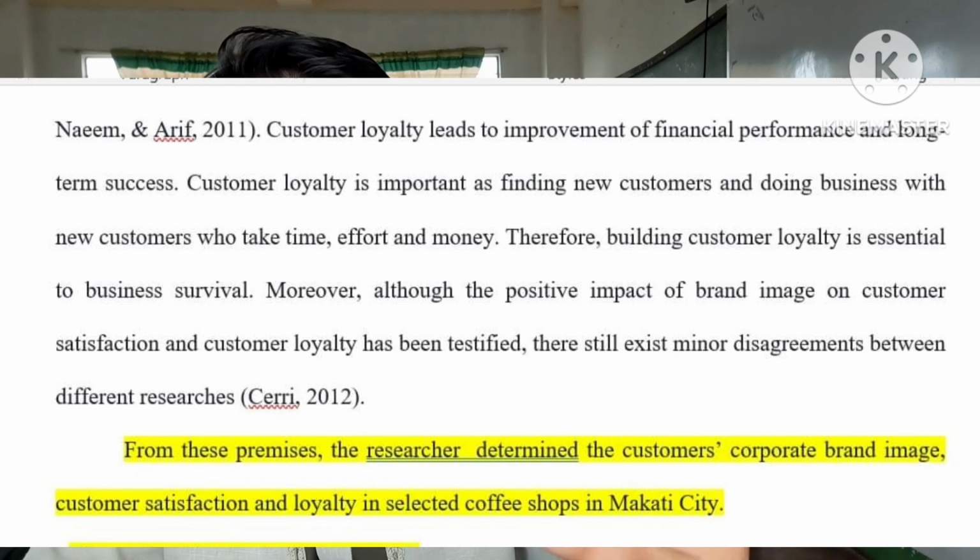And then, sa bandang huli, nandun na yung ano natin, yung claim. O yung almost the title din natin. From these premises, the researcher determined the customer's corporate brand image and customer satisfaction and loyalty in selected coffee shops in Makati City. So, ayan. Natapos na yung background of the study natin.